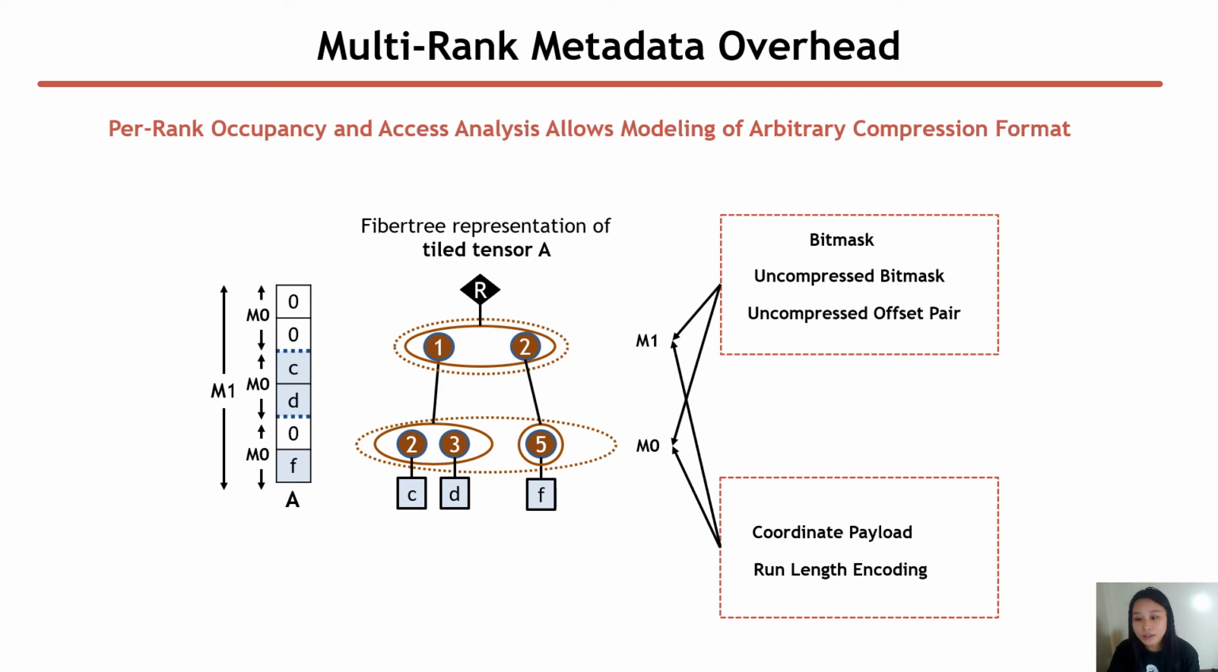And as you can imagine, in order to evaluate the overhead associated with a multi-rank tensor, you have to go rank by rank. You have to look at the statistical occupancy of fibers in the specific rank if needed, the number of fibers in a specific rank if needed, and then you will be able to derive the cost at each rank, and the aggregation would be the overall cost of a tiled or multi-rank tensor representation.